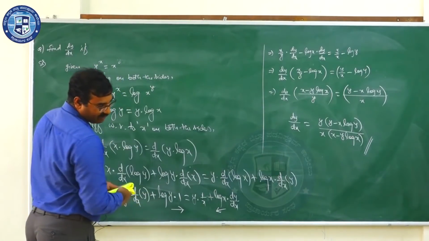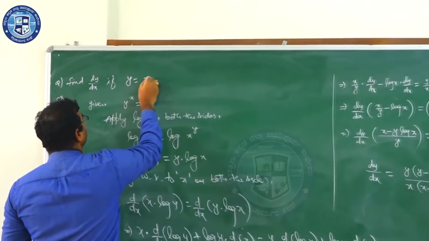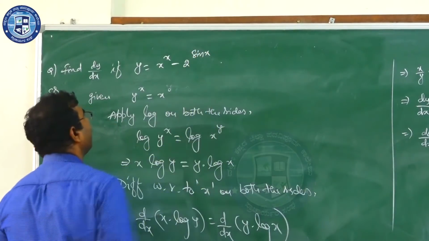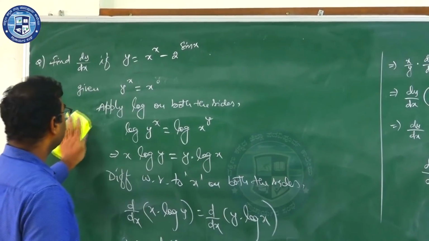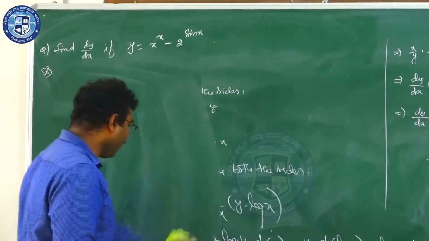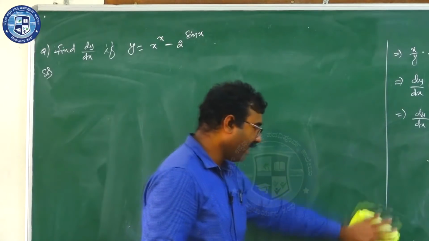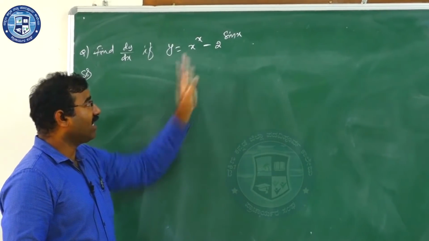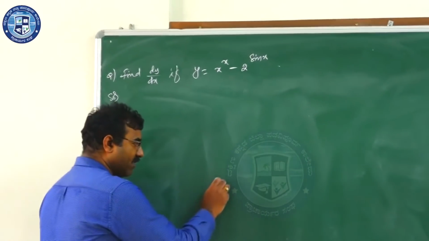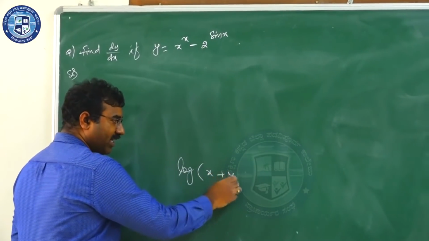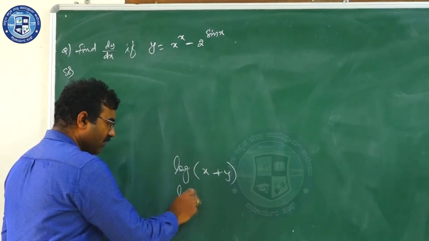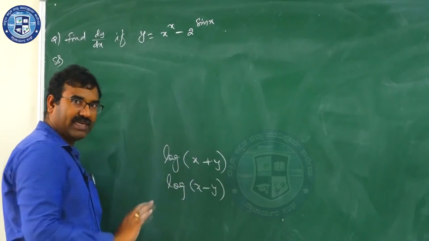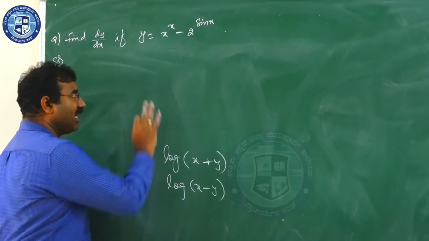Find dy by dx if y is equal to x power x minus 2 power sin x. Here variable power variable is there, but we should not apply log on both. See, two terms are there, x power x minus 2 power sin x. We can't apply log because we do not have a formula for log (x plus y), and the log (x minus y) formula is also not there. You should not apply it, remember that.